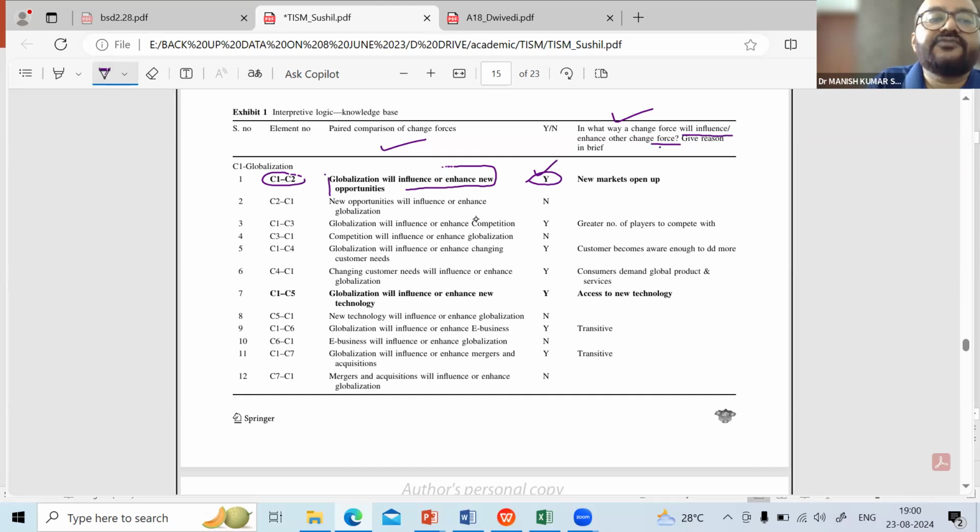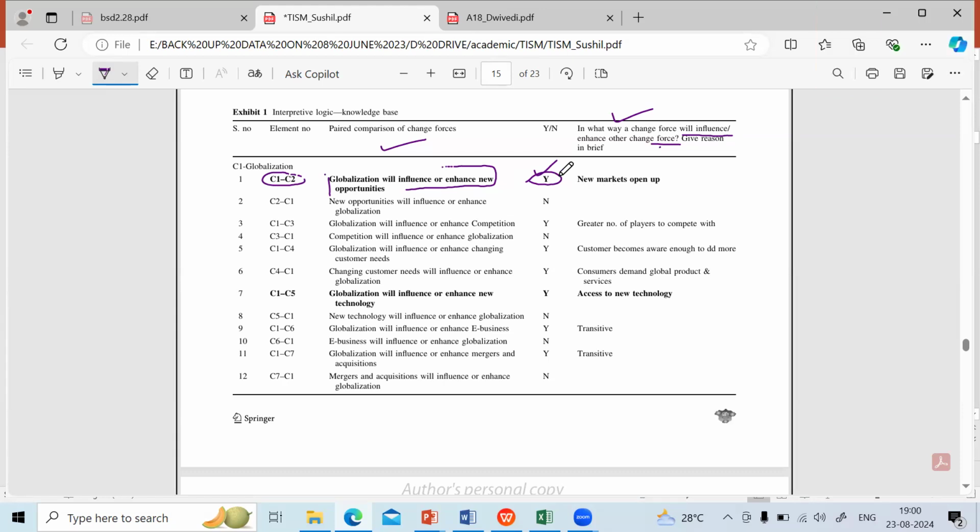So these are the change forces, C1, C2, C3, C4. Out of the 35 factors I showed you, you have converted them to 10 factors. Now, out of these 10 factors, you want to understand how they are influencing the phenomenon. So you have to go to an expert of that particular field, mind it. Then you ask questions like this: what is the pair comparison between C1 and C2?